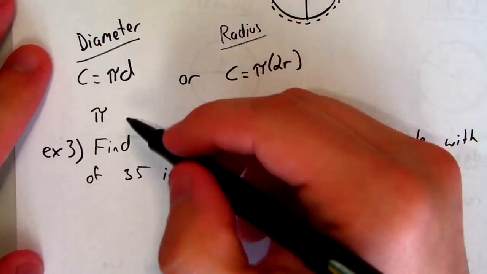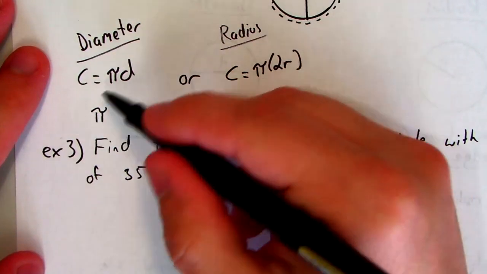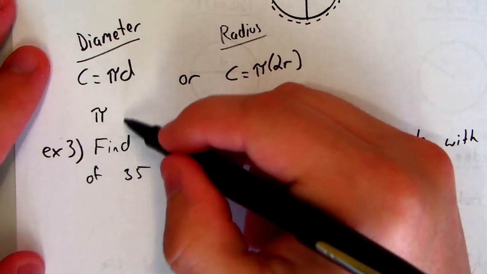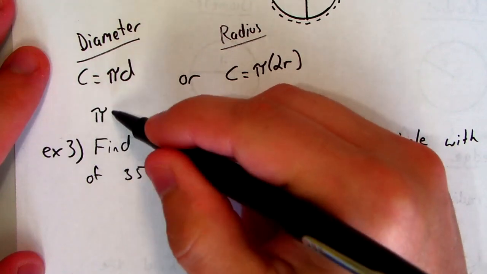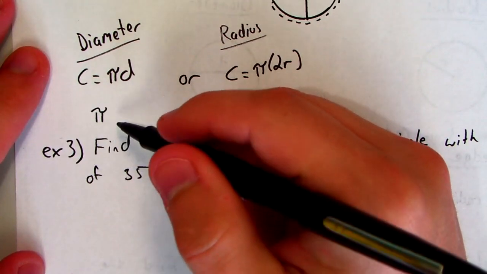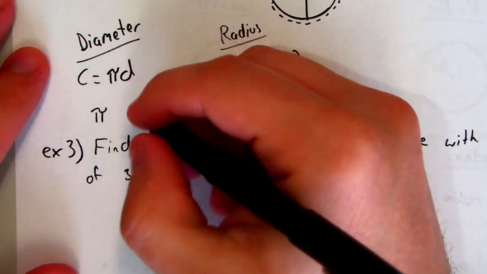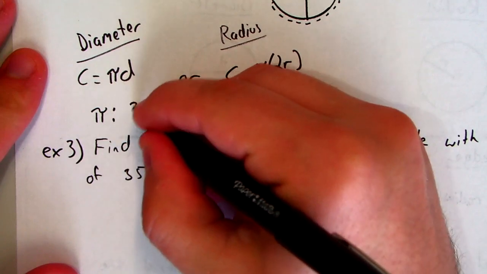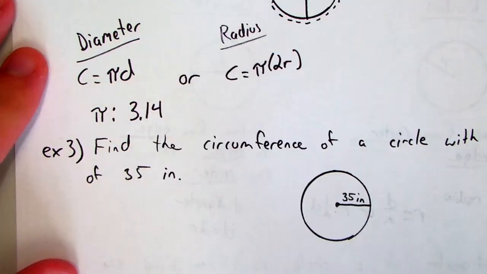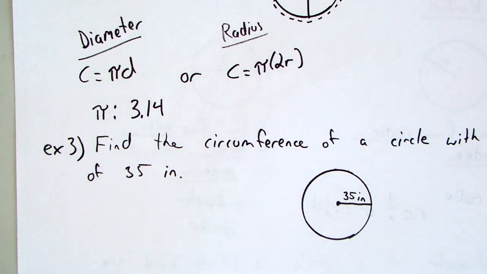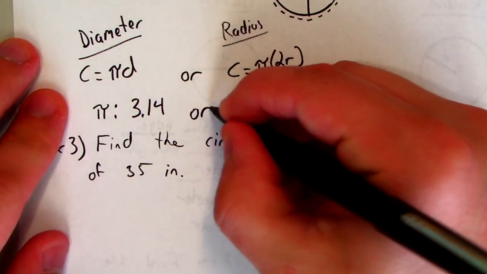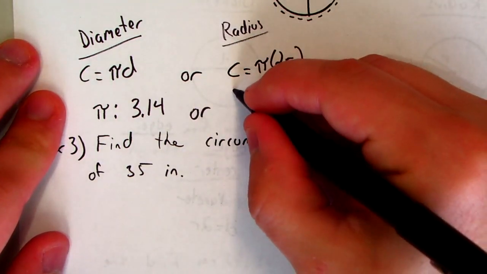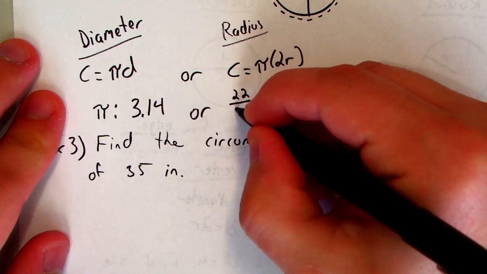All right, so now with pi, in 8th grade and moving forward, we're going to use the actual representation for pi. Your calculators have a really good way of doing this. But in 7th grade, if we don't have our calculators, we're going to either approximate pi as 3.14, and that's the decimal version, or we can use a fraction, and the fraction representation would be 22 divided by 7.